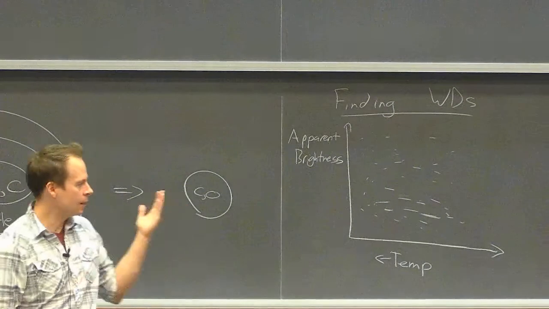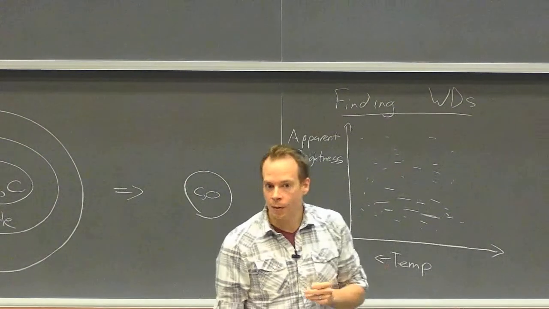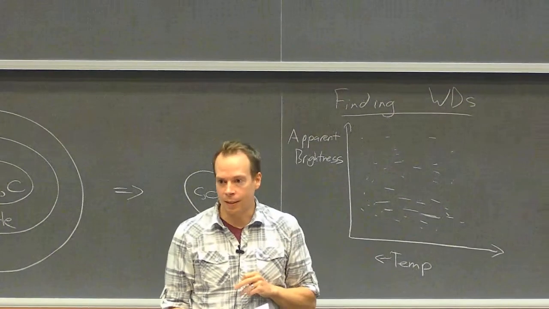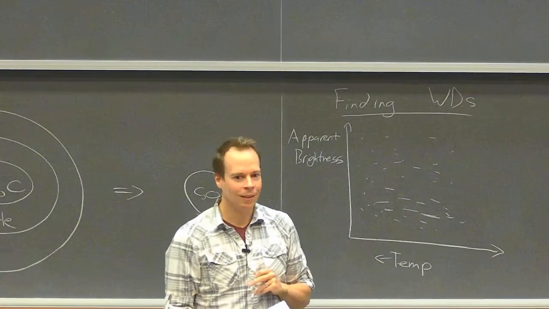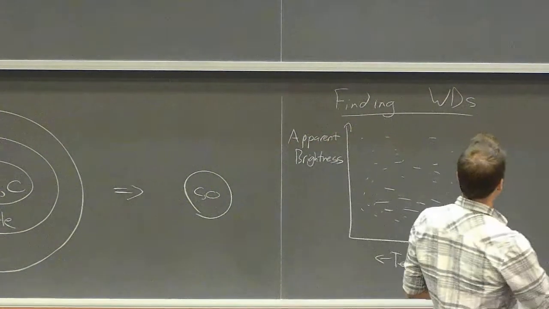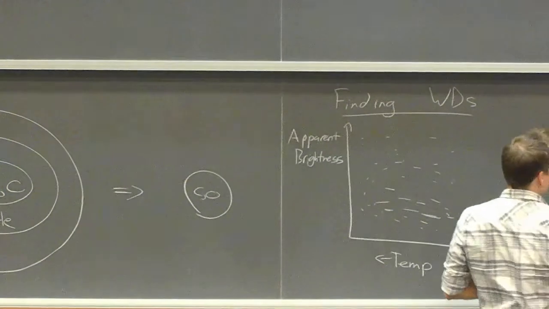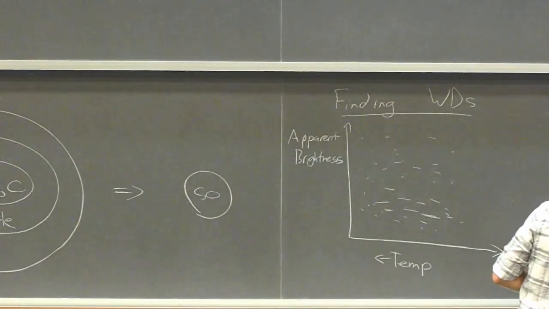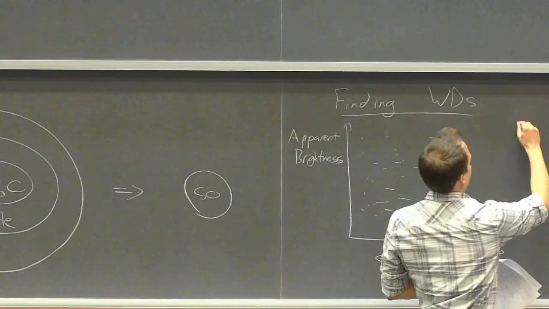One of the things that's happened recently is the Gaia satellite launched several years ago, and that's now giving us distances to 1 billion stars, something like that, which is orders of magnitude more than what we had before. And once you know the distance to a star, you now know its absolute brightness.